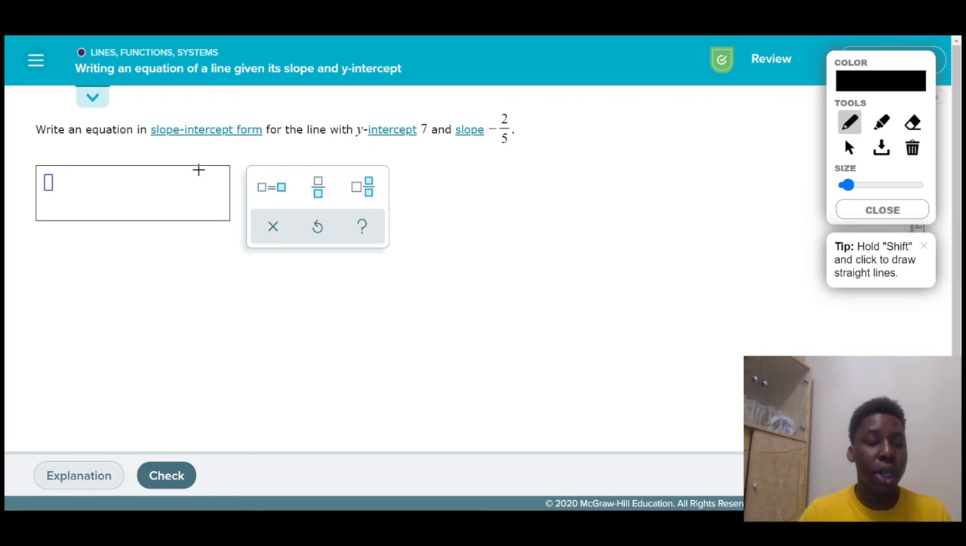So this question says, write an equation in slope intercept form for the line with y-intercept 7 and slope minus 2 over 5. This is y equals mx plus c. This is the equation of a line in slope intercept form. I'd really appreciate it if you can write this down.